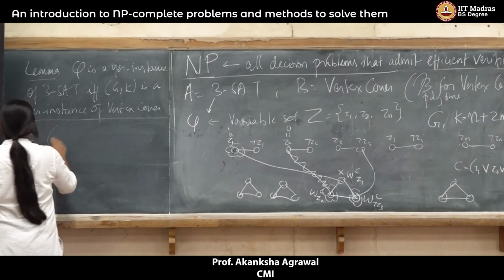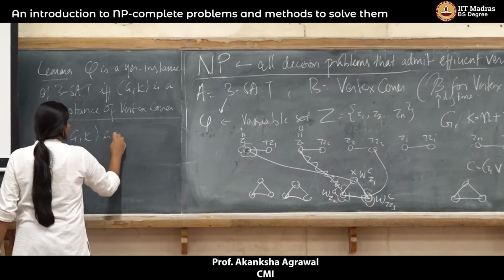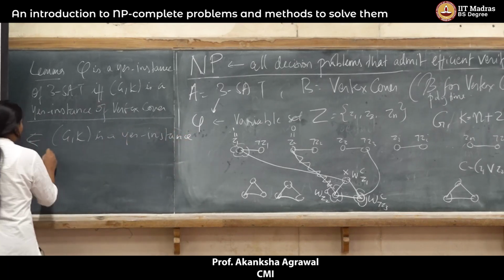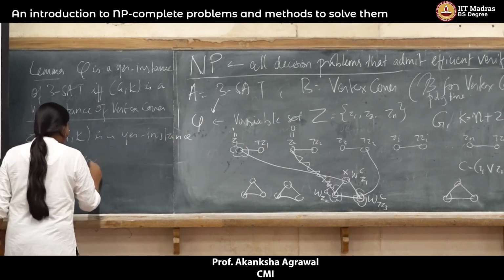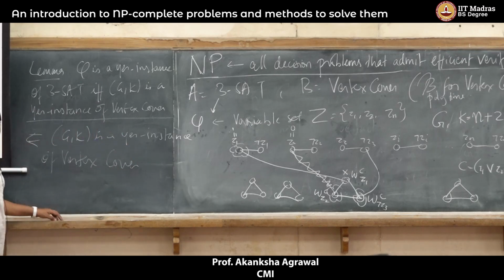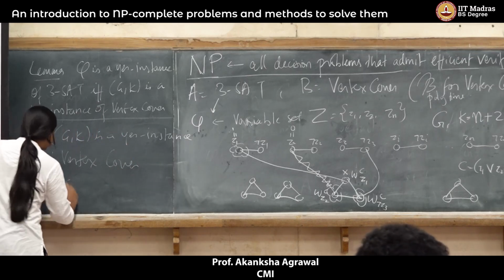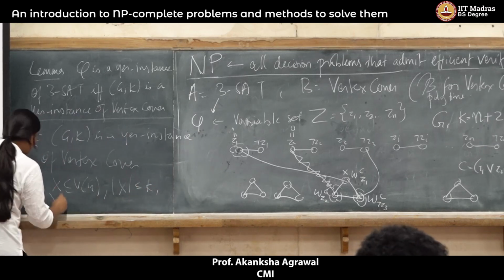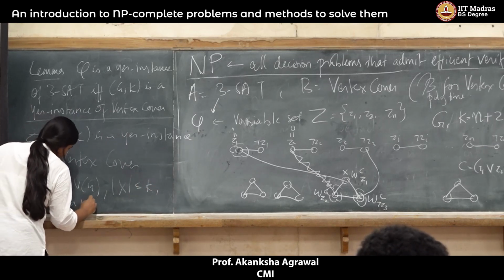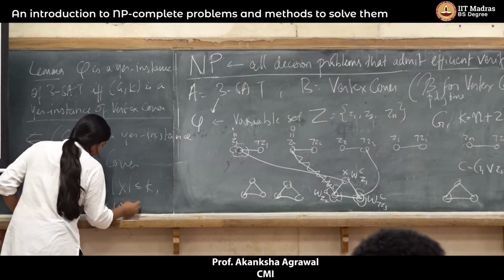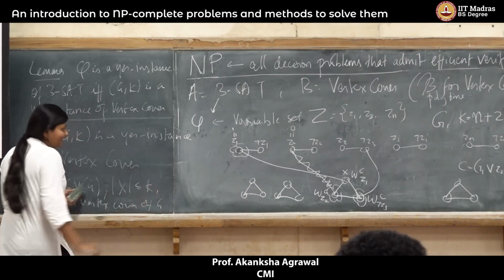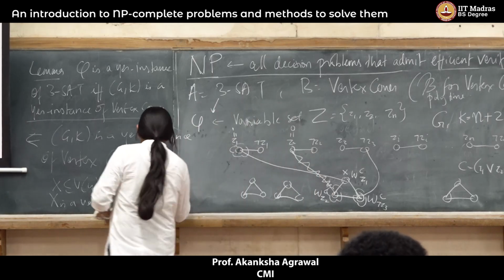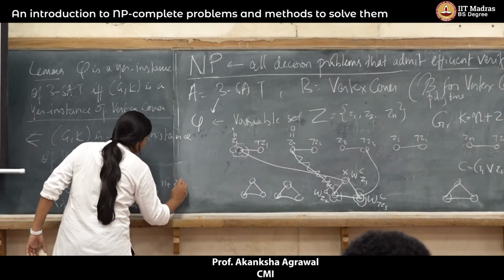Say G comma K is a yes instance of vertex cover, which means that there is X subset of V(G), size of X is at most K, where X is a vertex cover of G, which means that each edge has at least one endpoint in X. Recall that K is exactly n plus 2m.